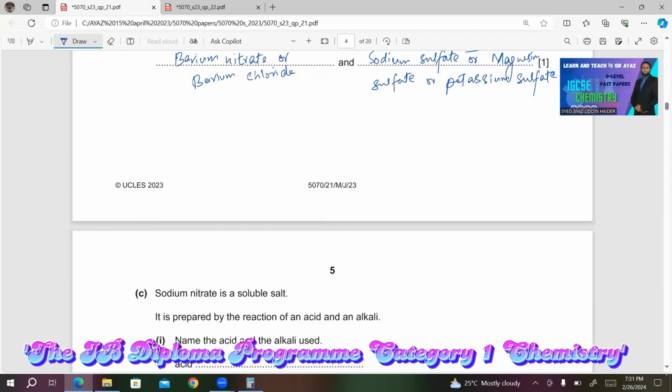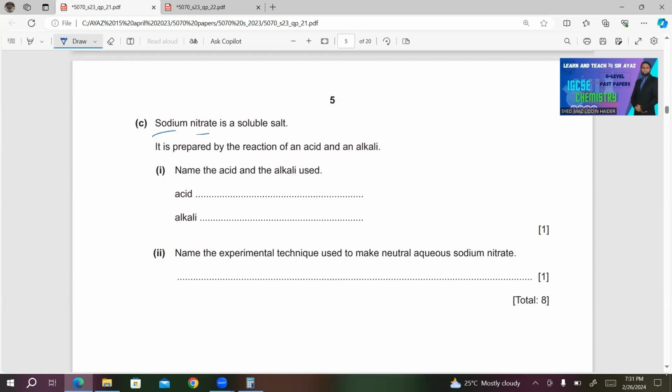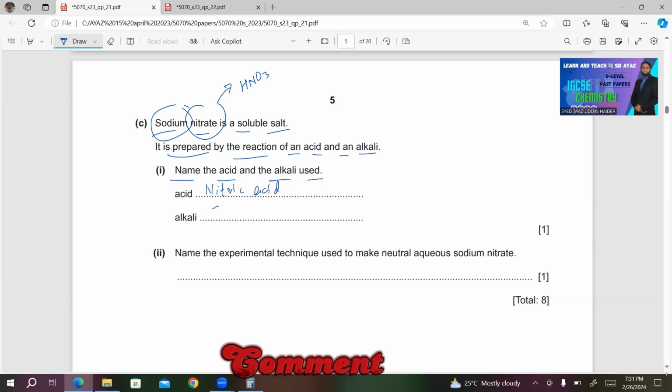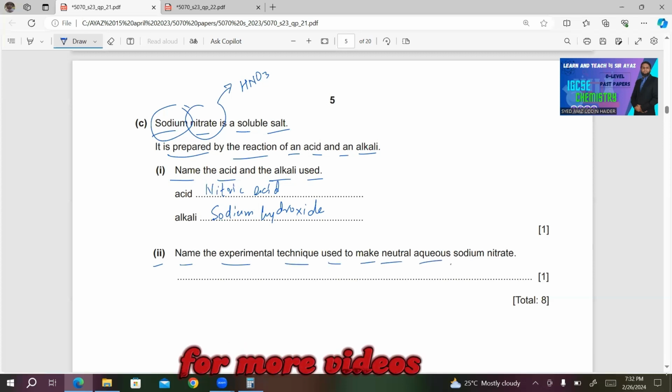Next part C. Sodium nitrate is a soluble salt. It is prepared by the reaction of an acid and an alkali. Name the acid and the alkali used. Now we have sodium nitrate. Nitrate must be coming from the acid nitric acid, which is HNO3. So the acid will be nitric acid here. For sodium, you can take sodium hydroxide. The alkali will be sodium hydroxide here. Number 2, name the experimental technique used to make neutral aqueous sodium nitrate. Simple titration.